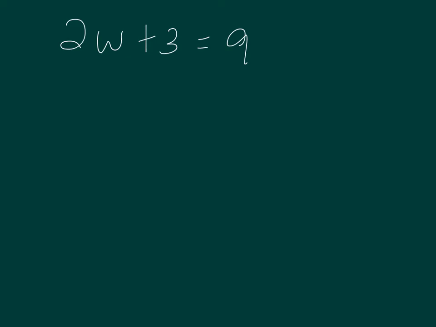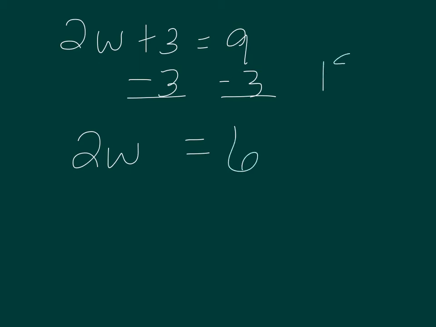Okay, our first step is to undo any addition or subtraction. Notice we have an addition of 3 here. So how do we undo that? We subtract 3. And remember, with an equation, what you do to one side, you must do to the other. So we end up with 2w. What's a positive 3? And subtract 3 is 0, so we have nothing more there. 9 minus 3 is 6. This is our first step, right here.